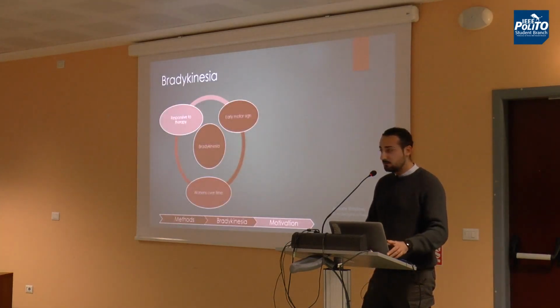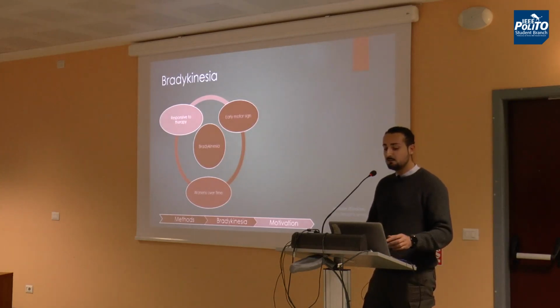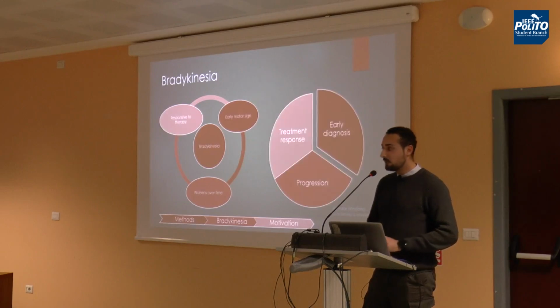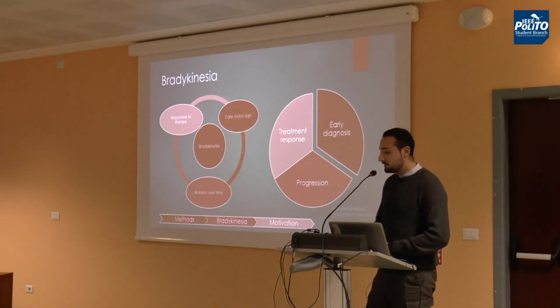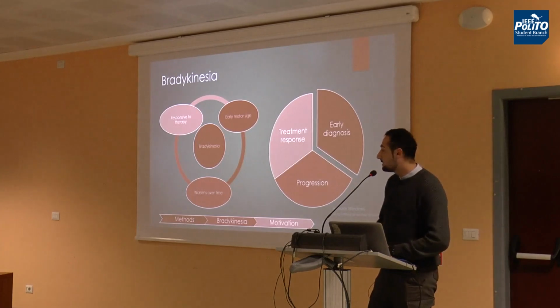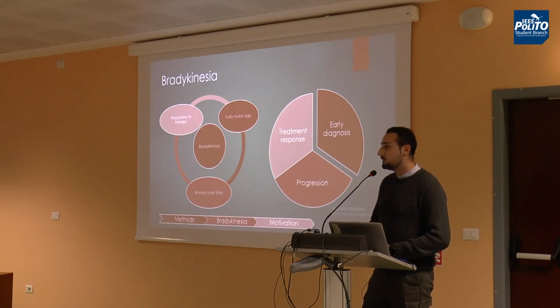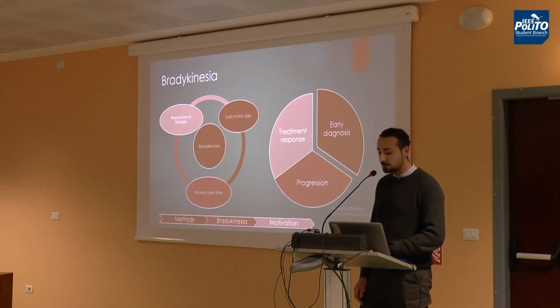So the first symptom I would like to talk about is bradykinesia, which is the slowness while performing movements. It is important because it is one of the earliest motor signs of the disease. So the clinical diagnosis is mainly based on bradykinesia, and the symptom worsens over time and is responsive to treatment. So the automatic detection of bradykinesia is important for the early diagnosis of the disease, the evaluation of the progression, and also to get information about the response to the therapy.